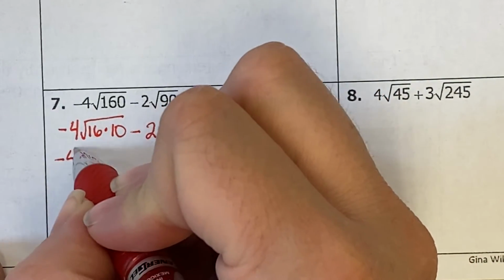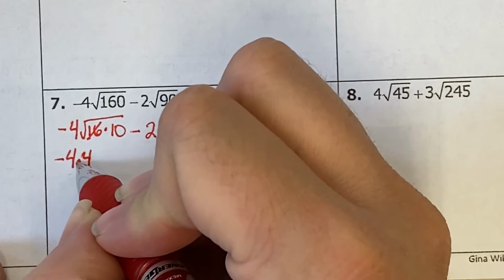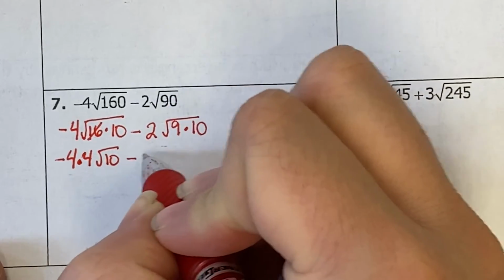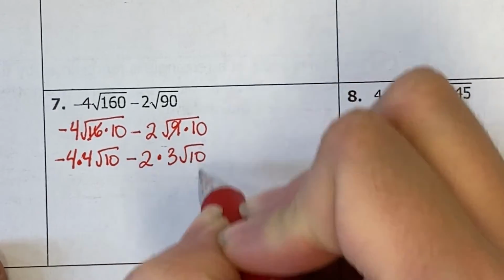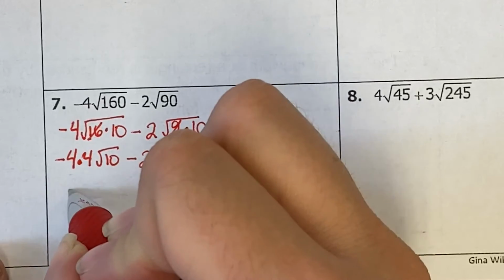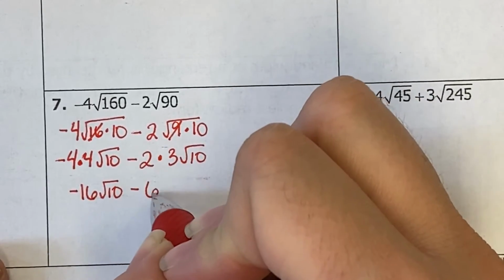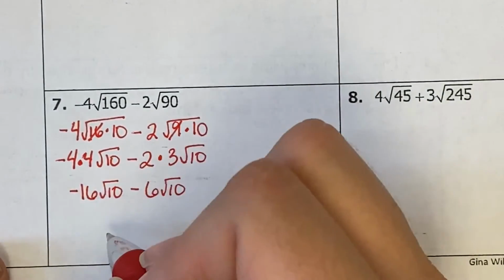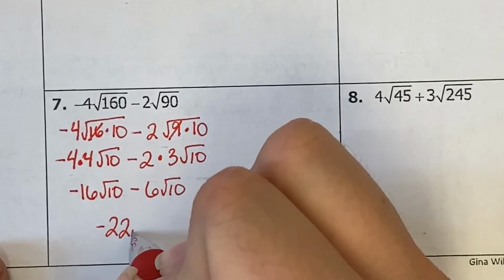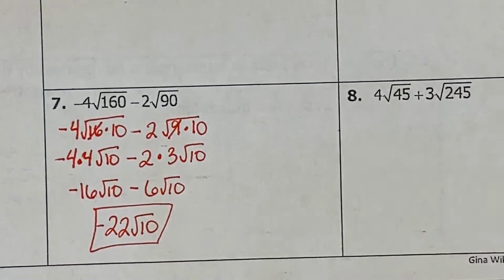So we're going to keep simplifying here. -4 times square root of 16 is 4, square root 10, minus 2, the square root of 9 is 3, so times 3, square root 10. -4 times 4 is -16 square root 10, minus 2 times 3 is 6 square root 10. -16 minus 6 is -22 square root 10. And you're done. All right, let's take a look at the back side.